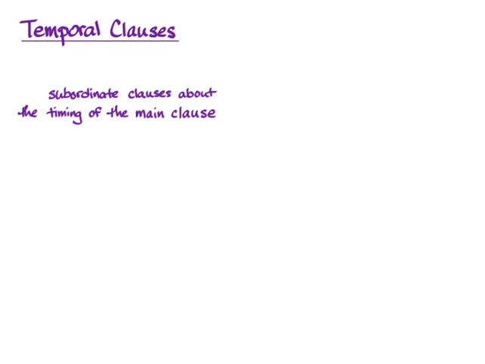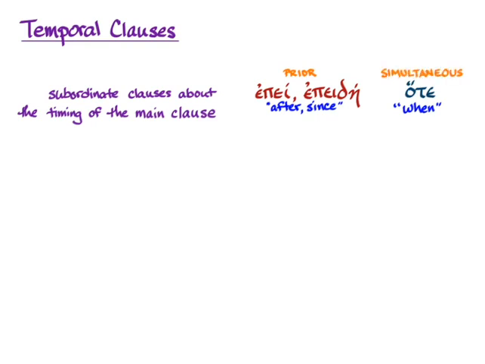They tell you something about when things are happening. In an earlier section, section 97, we talked about epei, epeidae, and hote, and how epei and epeidae and other conjunctions like it tell you about action prior to the main clause, and hote and other conjunctions like it tell you about action simultaneous with the main clause. What we didn't talk about are actions subsequent to, after the main clause.